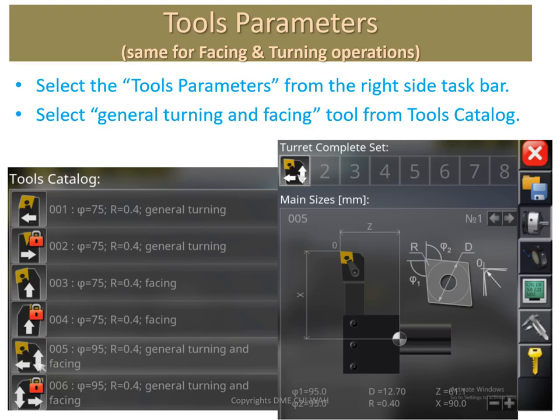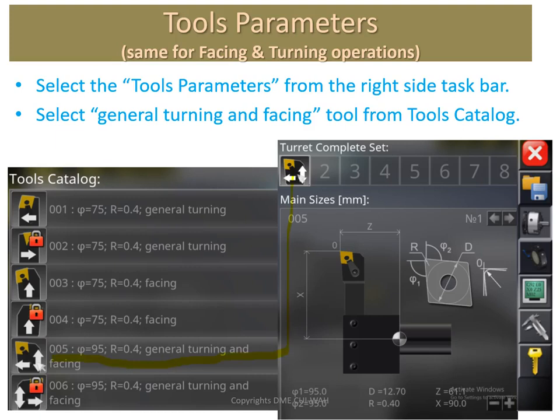Here you can see you have different options for tools. For turning, facing, there are different tools. Now in this case we will select this number 5 tool, which is for general turning and facing. For selecting the tool, you have to drag the tool in this way. From here you drag the tool and put it there. By doing this you have selected the number 5 tool, which is for general turning and facing.